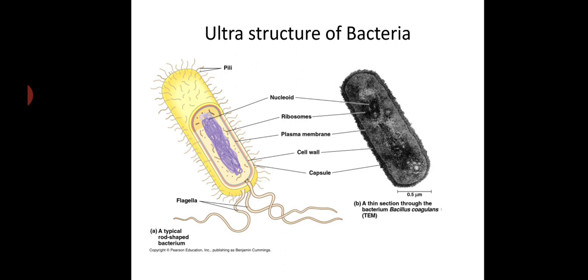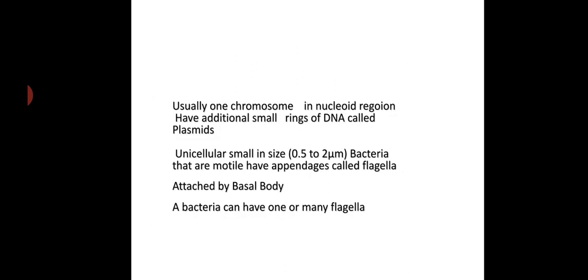And there is a cell wall and the capsule. Behind the cell wall there is a plasma membrane, organelles like ribosomes, and centrally there is a concentrated nuclear material called the nucleoid, without any membrane. It's a prokaryotic type of genetic material. Usually one chromosome is present in the nucleoid region, and they have additional small rings of DNA called plasmids.